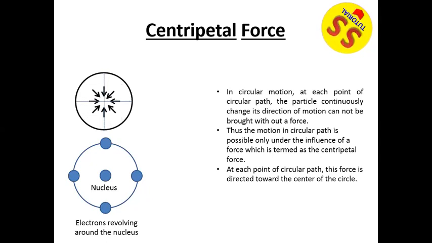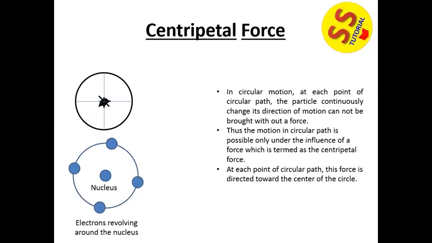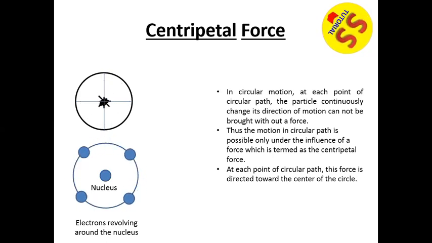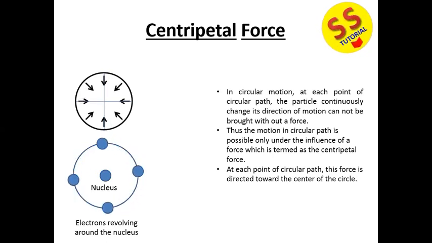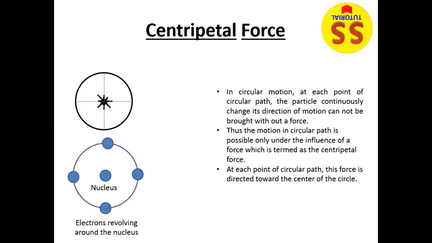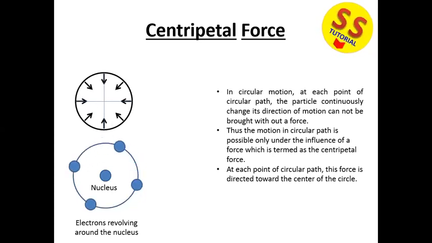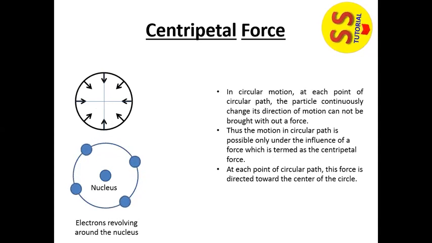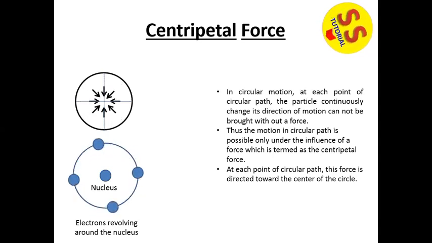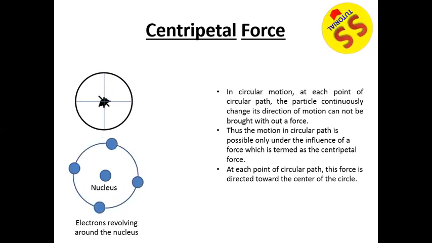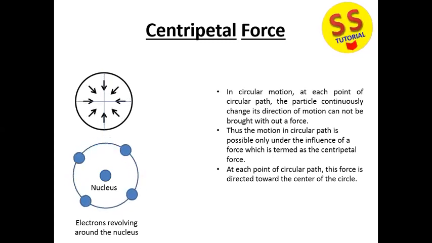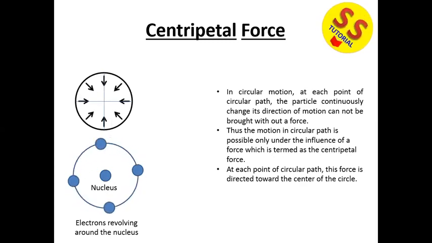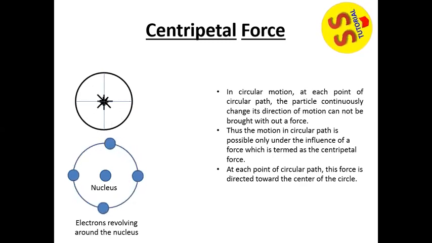I'll give you some examples. The electrons revolving around the nucleus: there is a force of attraction between the electrons and the nucleus, and this force of attraction acts as the centripetal force, and electrons keep revolving around the nucleus. The same principle also applies in our solar system. There is a force of attraction between the planets and the sun, and this force of attraction acts as the centripetal force, which is why all the planets revolve around the sun.